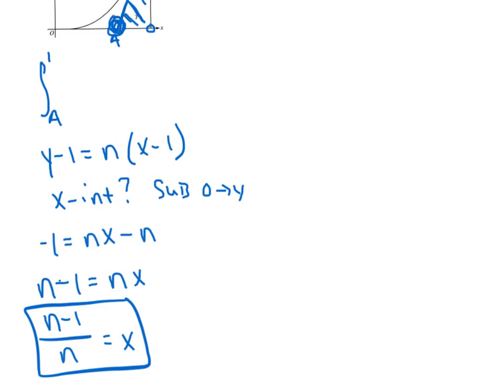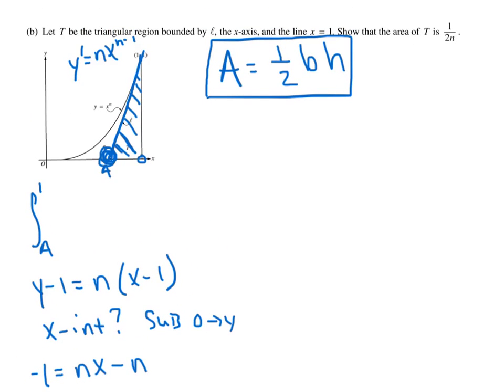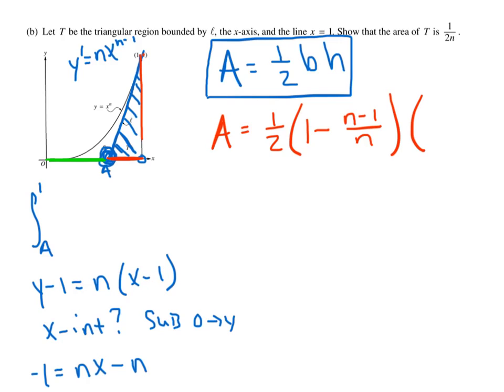All right. So now the question becomes, how big is the base of this triangle? I want this section right here. Keep in mind, the x-intercept we just found measures the distance from the origin up to point A. So that distance right there is n minus 1 over n. So in order to get the red distance, I'm going to do 1 minus the x-intercept. So here we go. We've got the area is 1/2 times the base, which is going to be 1 minus n minus 1 over n, and then the height of this triangle right here is simply 1. So that kind of worked out nice.